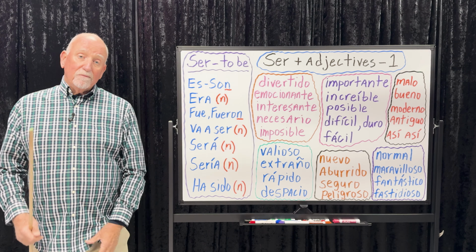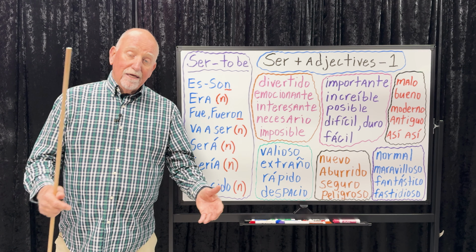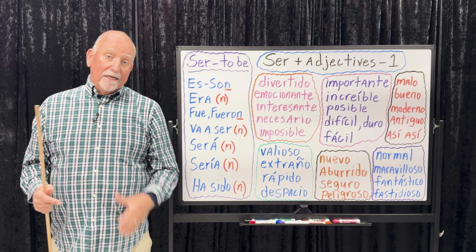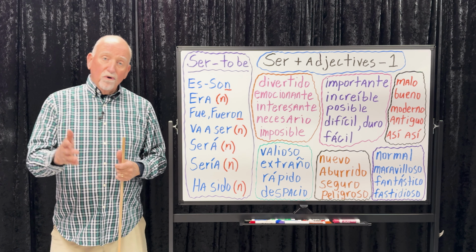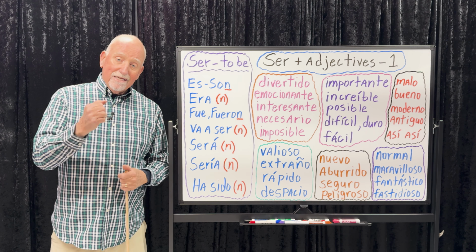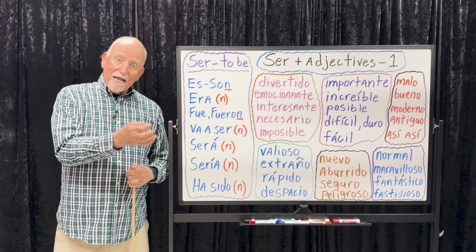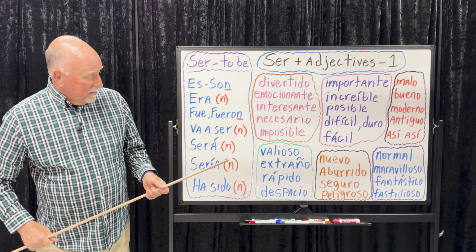And we know if you're talking about a girl or something feminine, you've got to roll the O out and put the A in there. An education is necessary. Una educación es necesaria. Es necesaria. Okay? Let's go here.